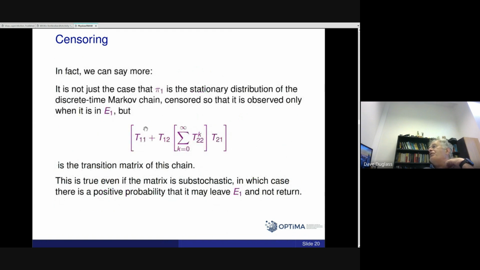And in fact, it's not just the case that pi1 is a stationary distribution of this discrete time Markov chain, but this here is the transition matrix of this discrete time Markov chain observed only when it's in E1. And that's true even if the matrix is substochastic, when there's a positive probability that it may leave E1 and not return. But you can still say, okay, I'm sitting in E1, I see the Markov chain every time it's in a state in E1. It's possible at some stage it moves to E2 and never comes back, and you never see it again.